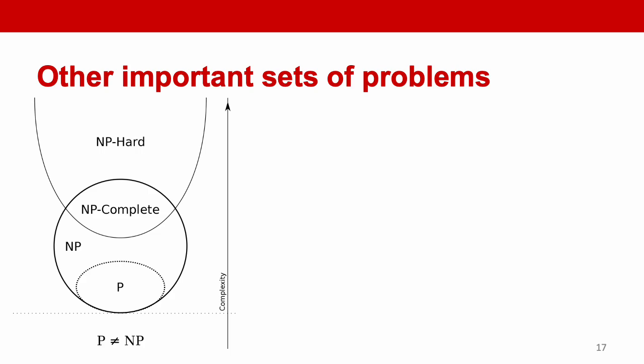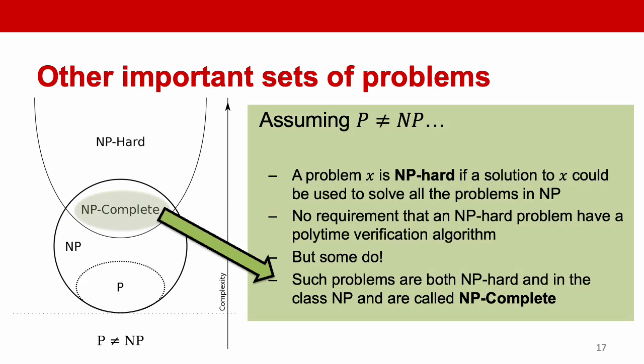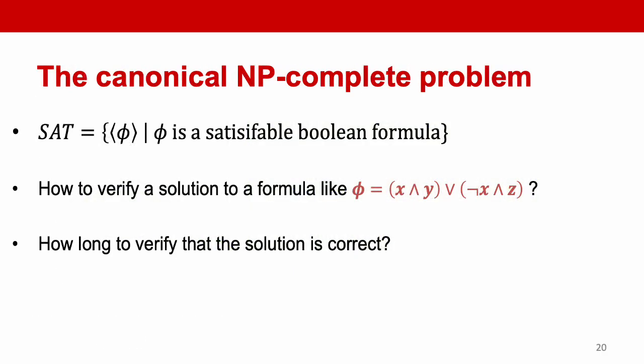Okay, so back to this picture. NP complete is the next important set of problems. If a problem is both NP hard and it is in NP, then it is called NP complete. The canonical NP complete problem is the language SAT, which is satisfiability, where phi is a satisfiable Boolean formula.